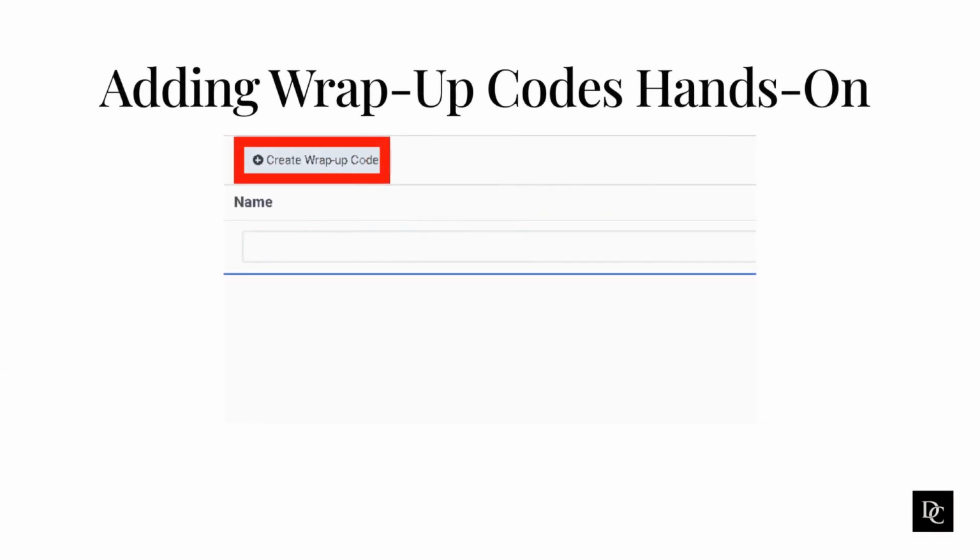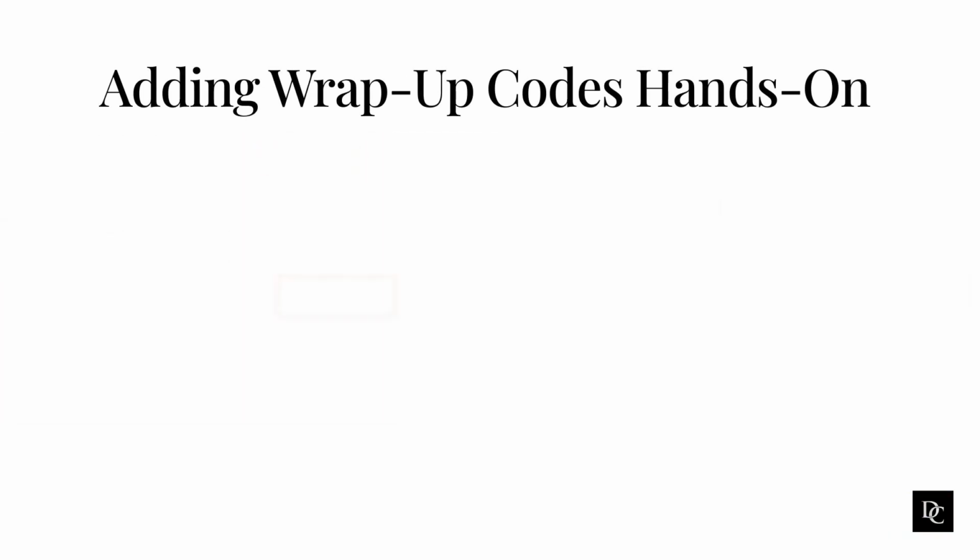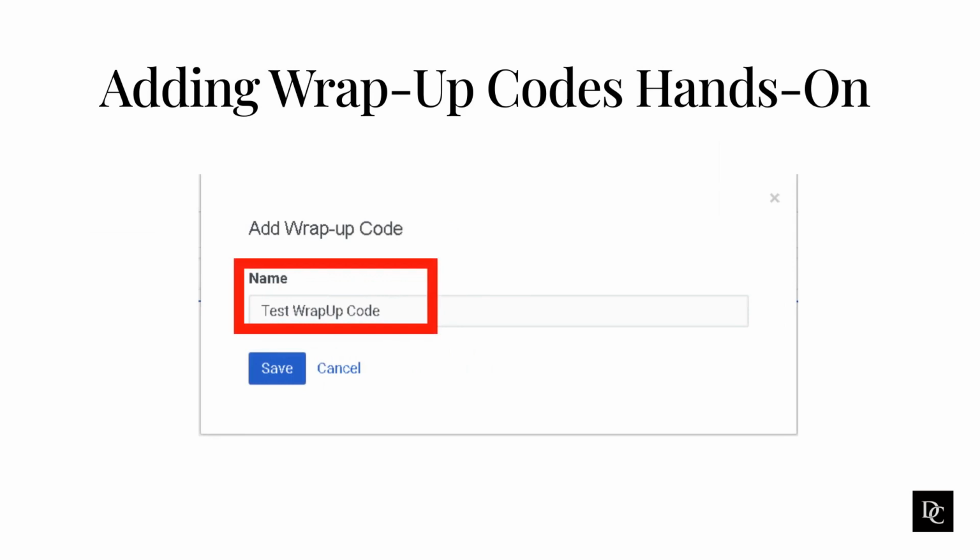To create a wrap-up code, under Contact Center, click on Create Wrap-Up Code. The Add Wrap-Up Code dialog box opens. In the text box, enter a unique wrap-up code name. The wrap-up code you created should now populate in the Wrap-Up Codes window.